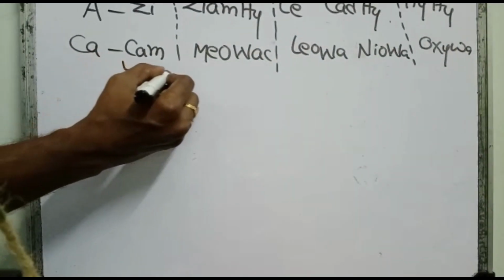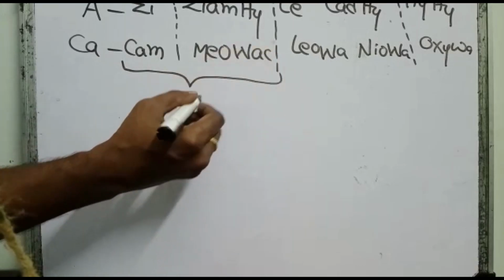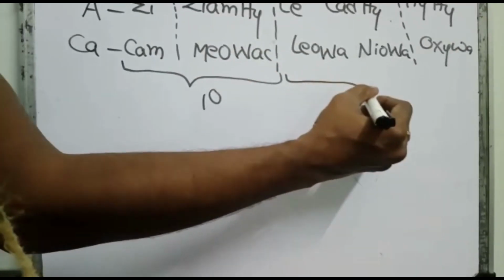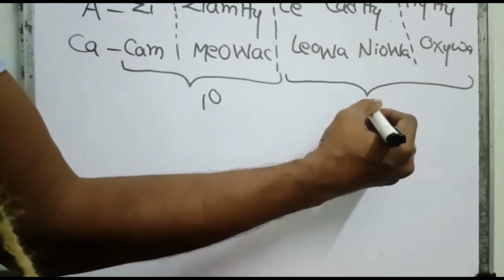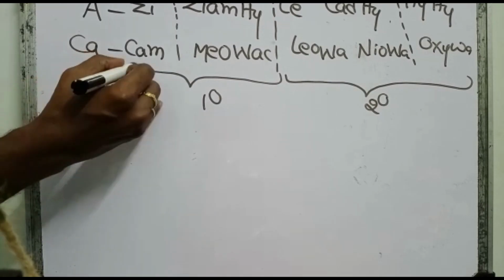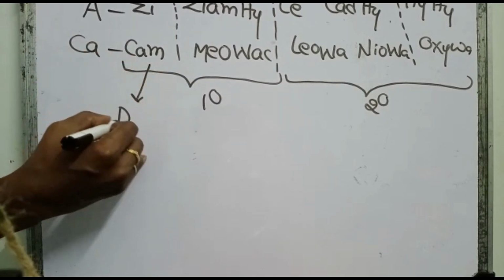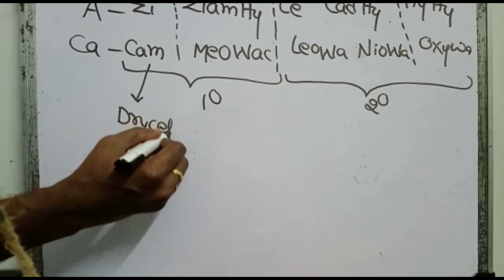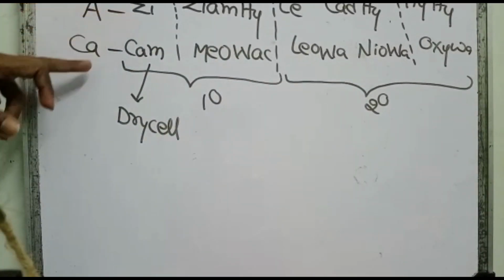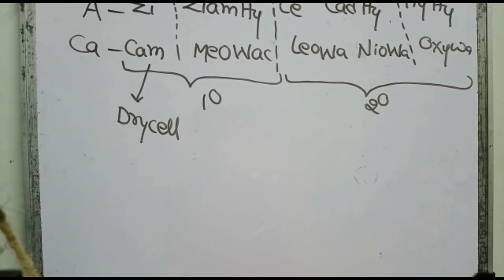These first two you call primary batteries. Next, these three you call secondary batteries. Here, the first one is the dry cell. In the dry cell, the anode is zinc and the cathode is ammonium.